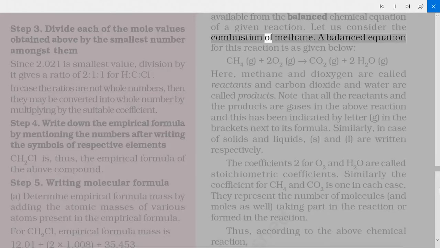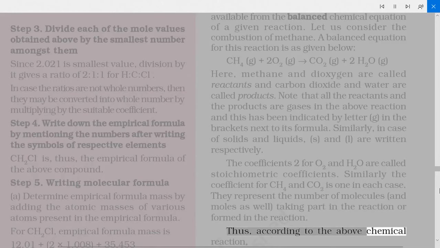Stoichiometric calculations are available from the balanced chemical equation of a given reaction. Let us consider the combustion of methane. A balanced equation for this reaction is as given below: CH4(g) plus 2O2(g) gives CO2(g) plus 2H2O(g). Here, methane and dioxygen are called reactants and carbon dioxide and water are called products. Note that all the reactants and the products are gases in the above reaction and this has been indicated by letter g in the brackets next to its formula. Similarly, in case of solids and liquids, s and l are written respectively. The coefficients 2 for O2 and H2O are called stoichiometric coefficients. Similarly, the coefficient for CH4 and CO2 is 1 in each case. They represent the number of molecules and moles as well, taking part in the reaction or formed in the reaction.